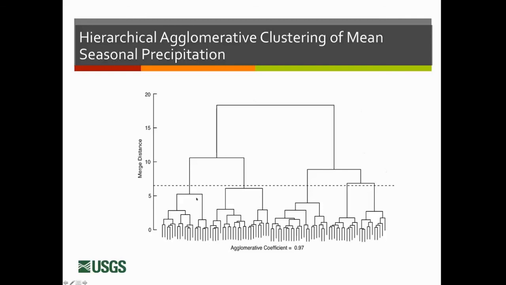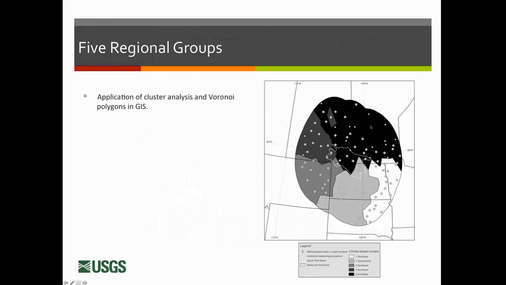And here's what my clustering looked like. And depending on where you put this line, you could say that there are 4 or 5 groups. I did 5 groups. And applying the cluster analysis results in GIS using Voronoi polygons, I could assign all of these points to a cluster and expand that out to cover my whole region. And I have these 5 different groups.